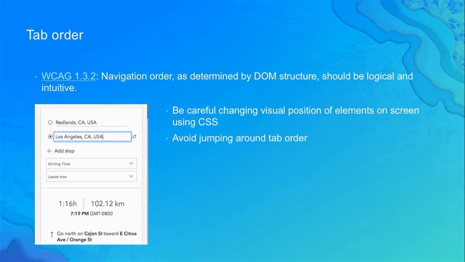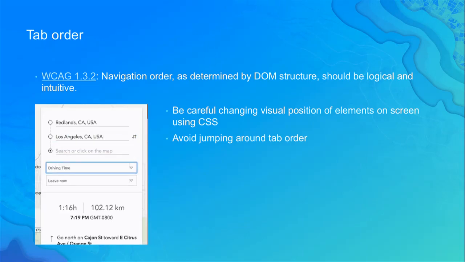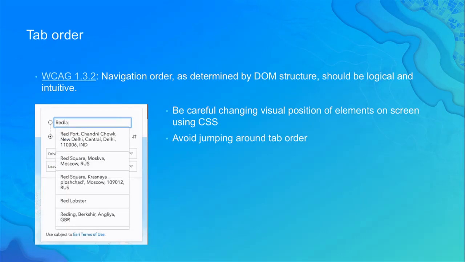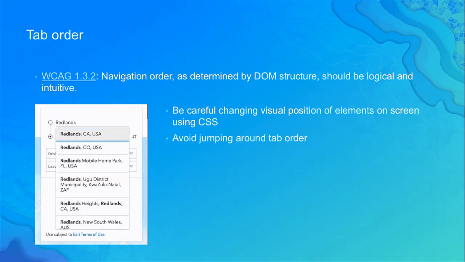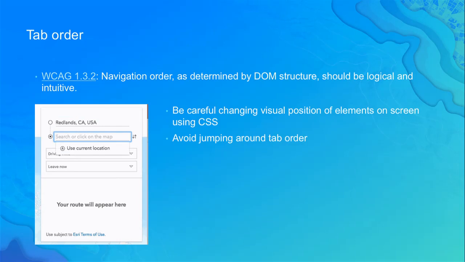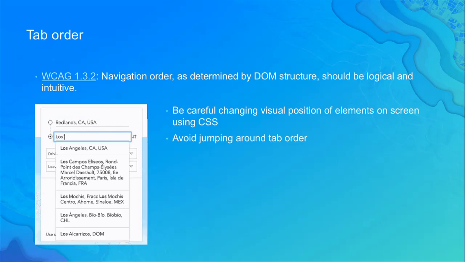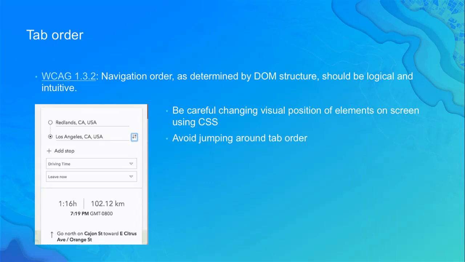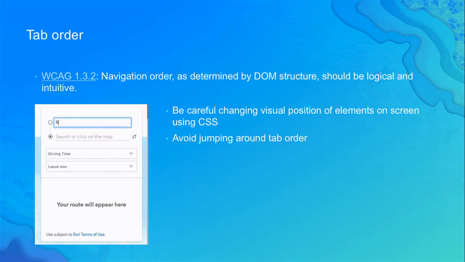Tab order is important. You're supposed to navigate through the page in a clear and logical manner. So you want to avoid too much moving around of elements on your page via CSS, and you also want to avoid jumping around in tab order. You wouldn't want to change the tab order so somebody enters the start location and then all of a sudden they're down in some options section. It needs to follow the logical order of the page so it makes sense.